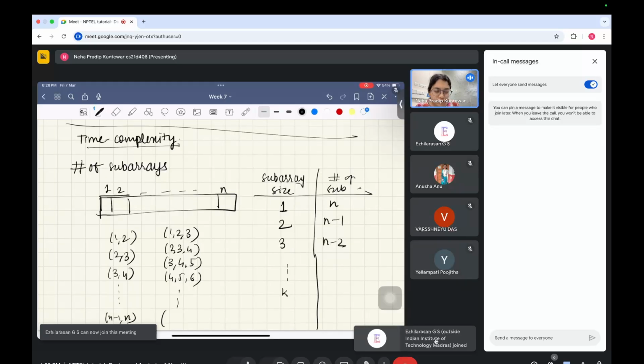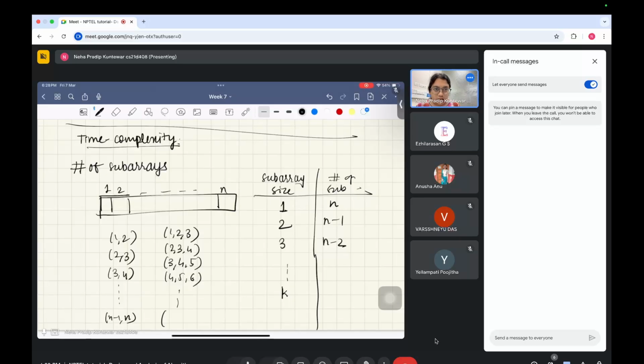In general, if I take a subarray of size k, then what will be the number of subarrays? So it will be n minus k plus 1. Why is that? Because my subarray of size k, if it starts at 1, it will be a block of size k. That is the only subarray that we can have which starts at 1. If I start at 2, then it will be a block just one block ahead. It's just shifting one block ahead, and so on. If I start at 3, it will be like this.